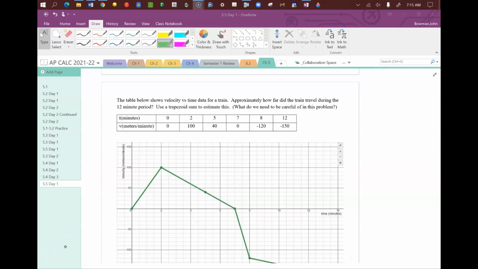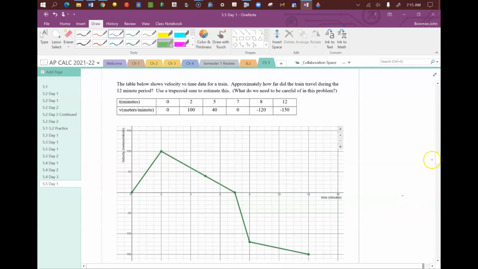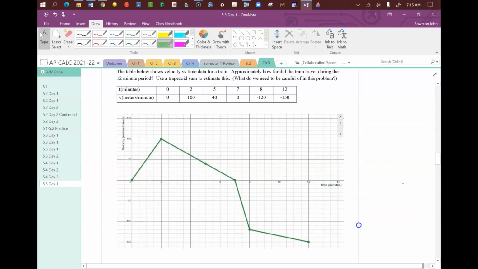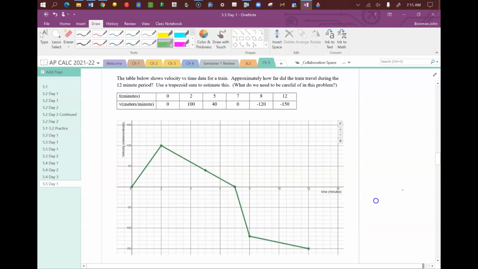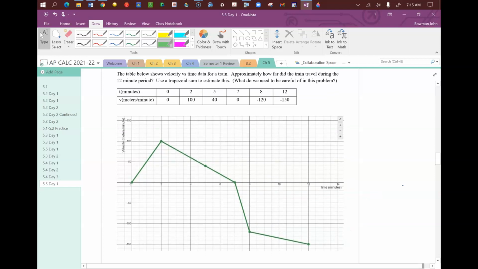In this last example, we are going to use the trapezoid method to estimate the distance that a train travels. Now, you need to be careful in this situation because on the y-axis is the velocity. And as you know from first semester, if the velocity is positive, the train is traveling in a positive direction. But if it's negative, it's traveling in a negative direction. So if we just integrated this whole thing, we're going to have some positive accumulation for the velocity that's positive and some negative accumulation, and that total would not represent the distance traveled.